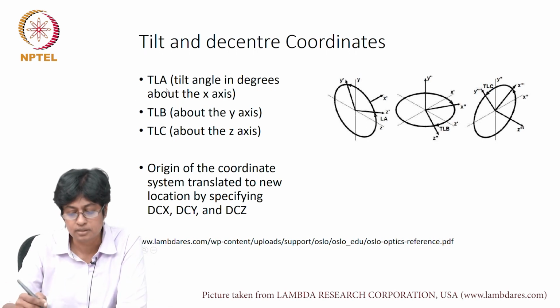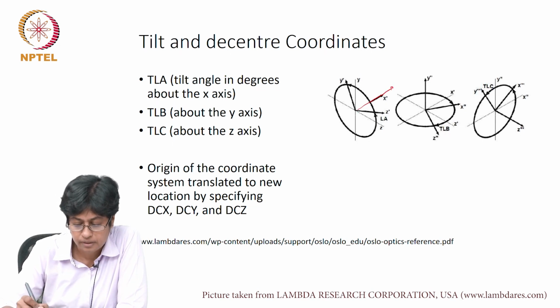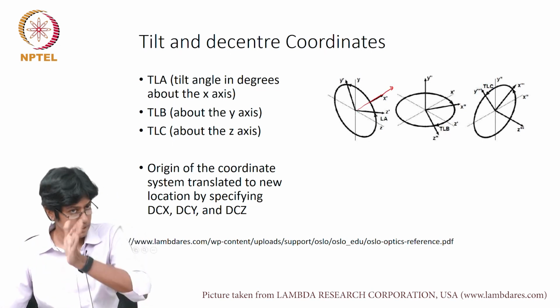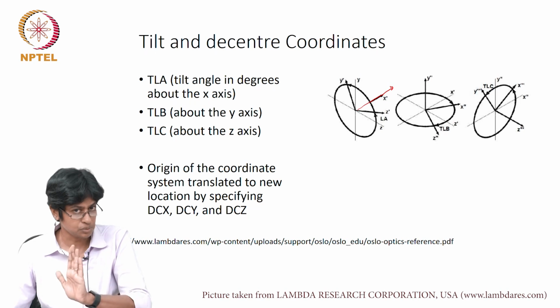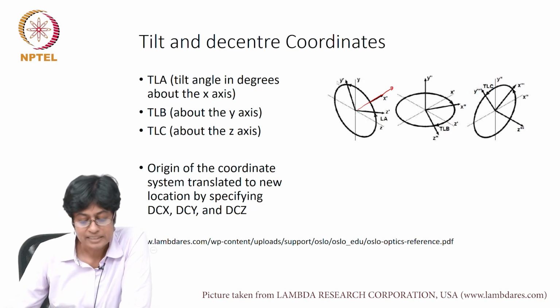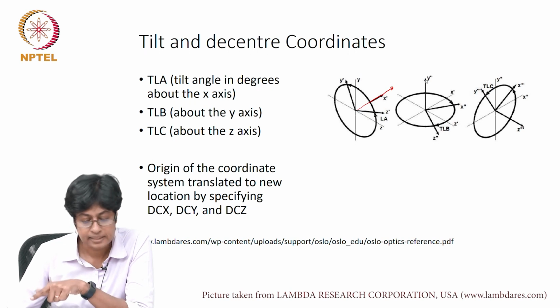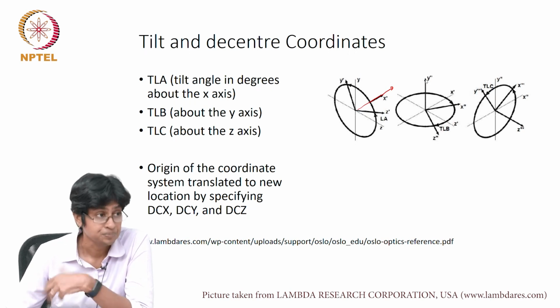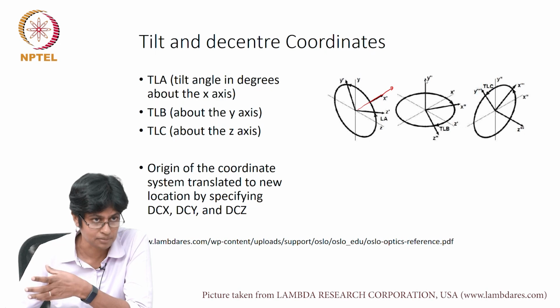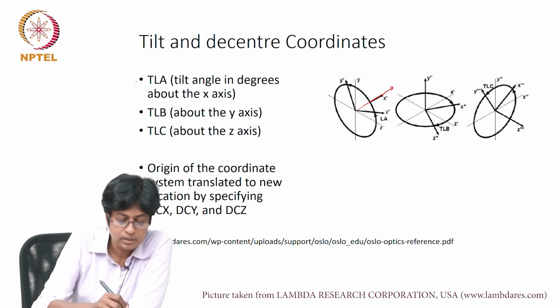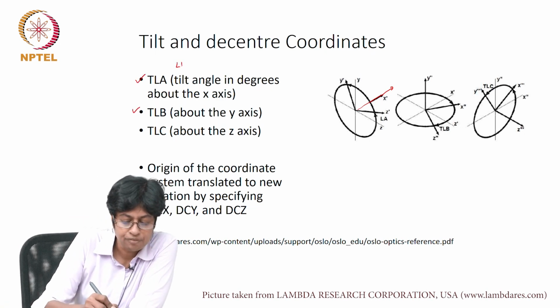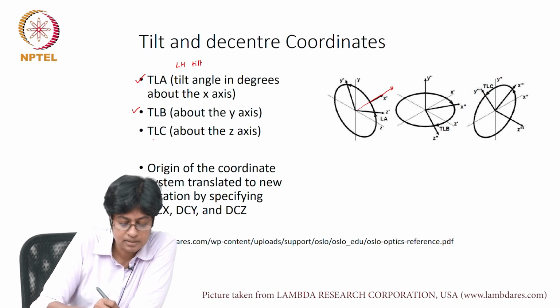So the x-axis is here, right? And so the element is rotating in the plane orthogonal to that. That is TLA. TLB is similar, it's about the y-axis however, and TLC is about the z-axis. That's typically our optical system. Okay, both this and this are left-handed tilts, whereas TLC is a right-handed.